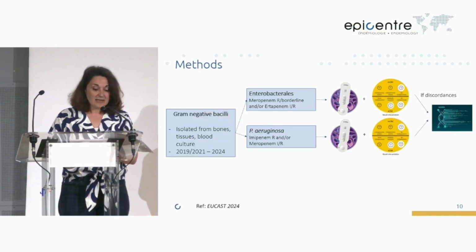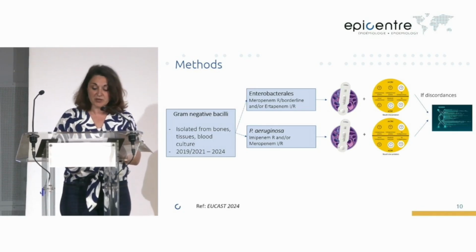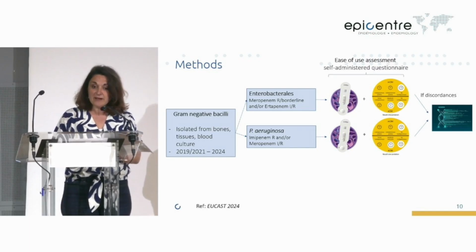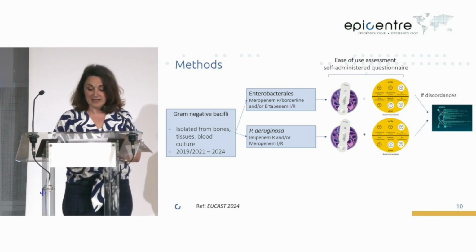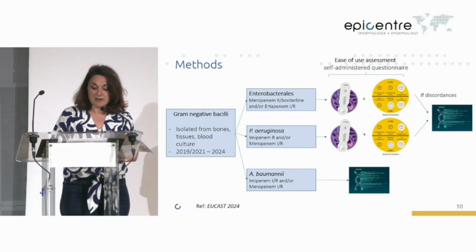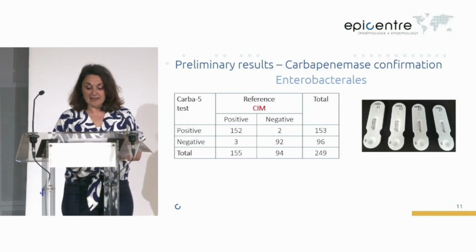I'm going to show you the preliminary results. In these 3 labs, we selected gram-negative germs isolated between 2019 and 2021 in Kinshasa and 2024, and we confirmed the DST on Entero and Pseudomonas. We also tested with the Carba5 test and the CIM method, and a questionnaire was filled in by each lab technician after their training and after the end of the study. For Acinetobacter, we use only sequencing since the Carba5 test hasn't been validated for them.